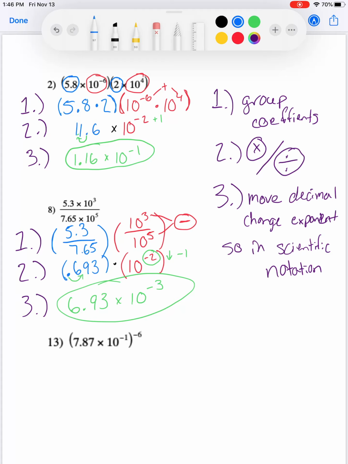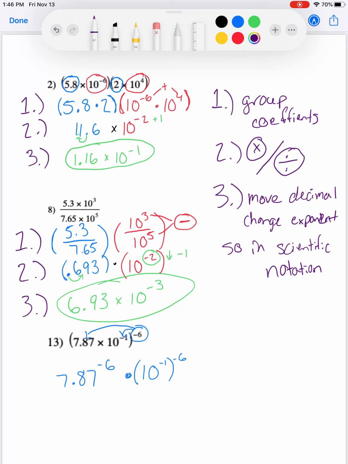There's one other type of problem that we're going to go over real quick, and that is these power of power problems. So when you have parentheses and then you just have an exponent outside of it, what you actually need to do for that problem is put that exponent on both of these parts. So instead of 7.87 times 10 to the negative 1, what you now have is 7.87 to the negative 6th power times 10 to the negative 1 to the negative 6th.